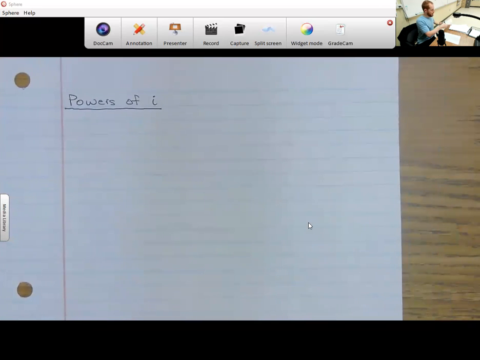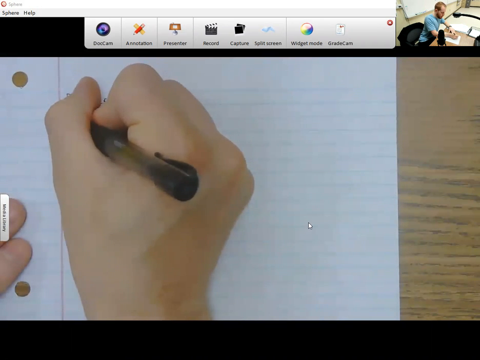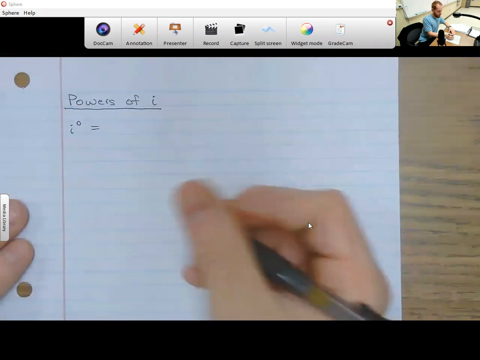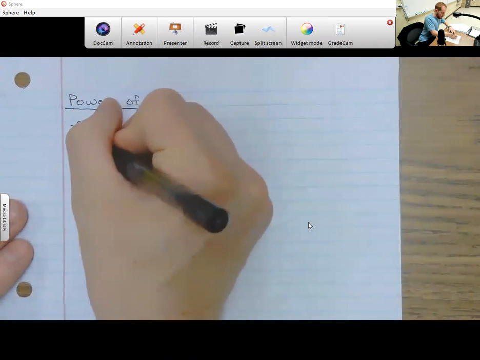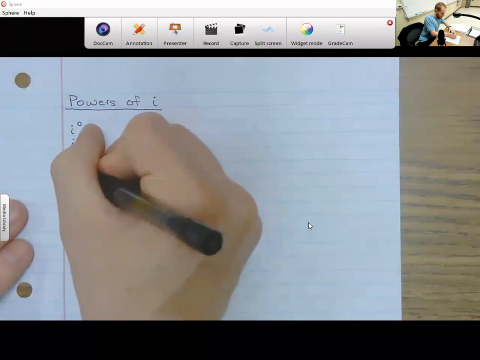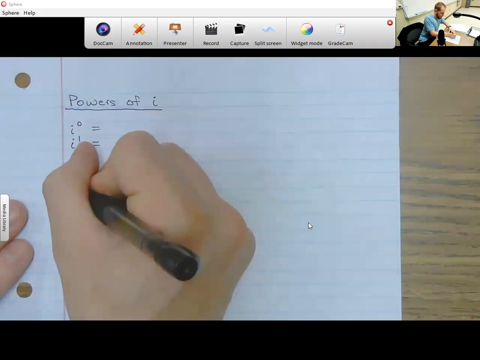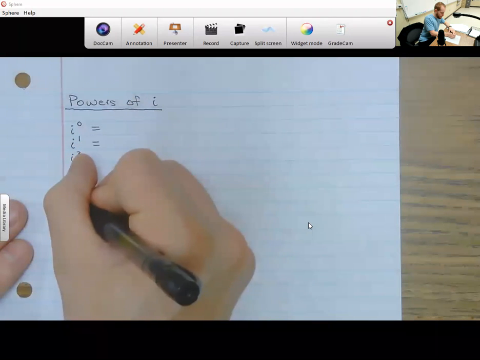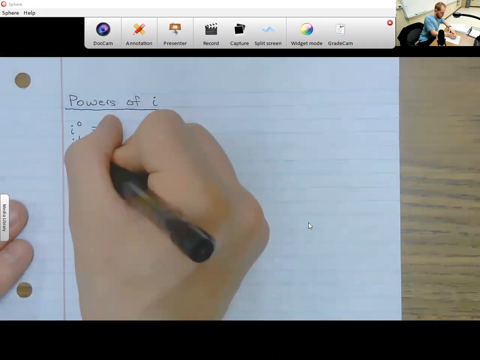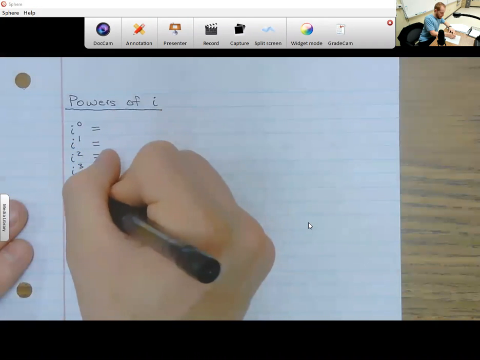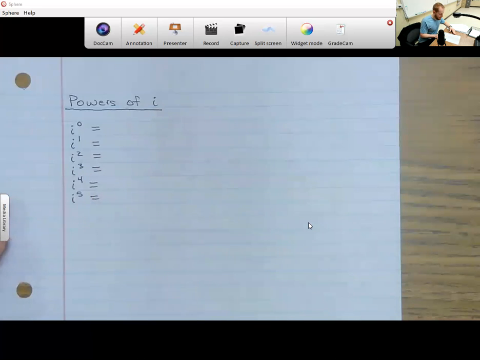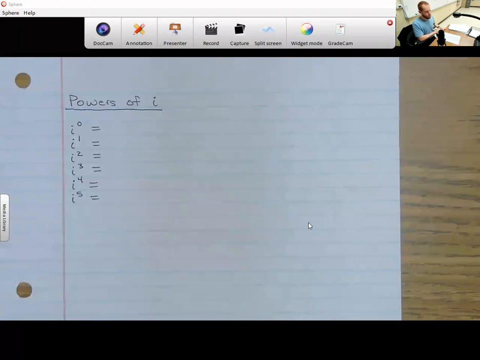So let's talk about the powers of i. Let's draw a chart or a list. I think I'm going to do a list first. The first thing we're going to do is raise i to the 0 power, and that's going to be pretty obvious. Then we're going to have i to the first power, i to the second power, and i to the third power. And then we'll even get to i to the fourth and i to the fifth after that. So we're going to figure out what all these things are. And each one takes a little bit of thinking, so we're going to have to talk about these individually.